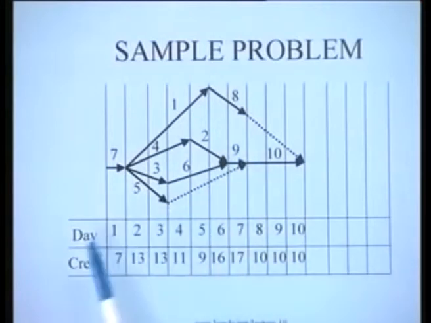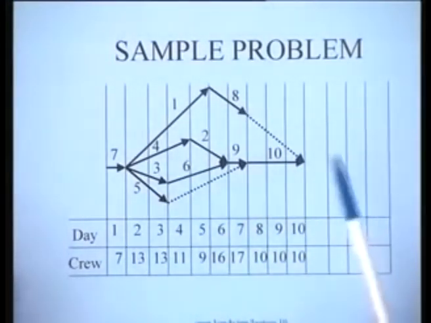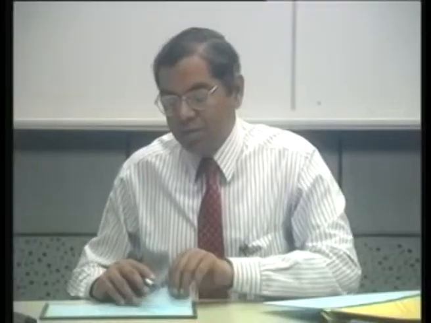The project duration without any resource restrictions is 10 days, as you see here. And you can do a resource aggregation exercise and see that the total resource requirement is 7 on the first day, 13 on the second day, 13 on the third day, 11 on the fourth day, 9 on the fifth day, 16 on the sixth day, and 17 on the seventh day, and subsequently 10 on days 8, 9, and 10. So the peak resource requirement is 17, which occurs on the seventh day, and this is the problem data as it is. So the unlimited resource allocation problem will give us this.